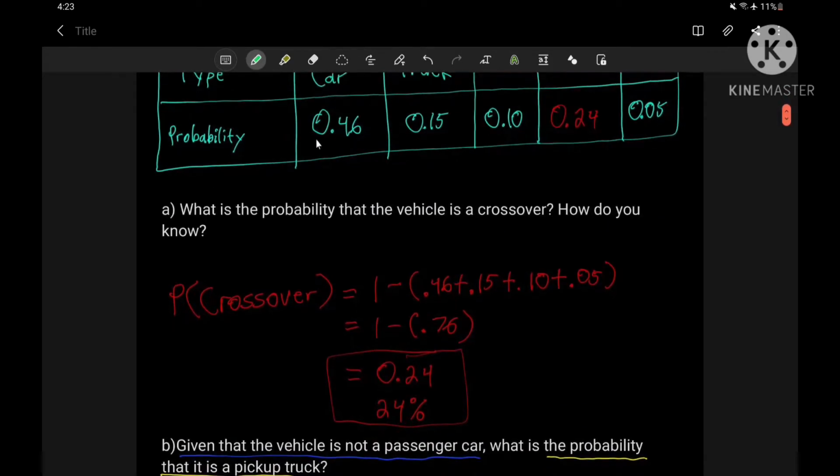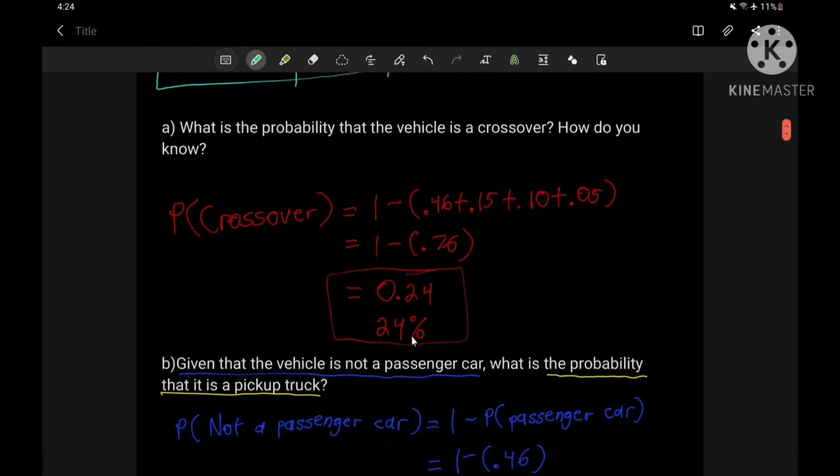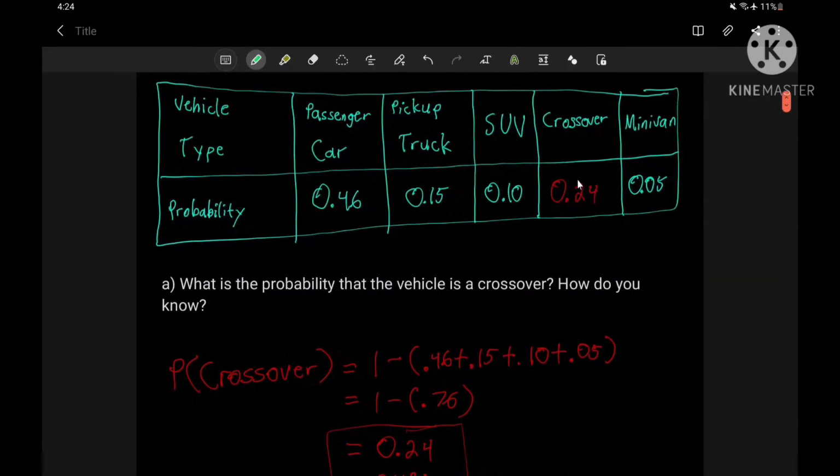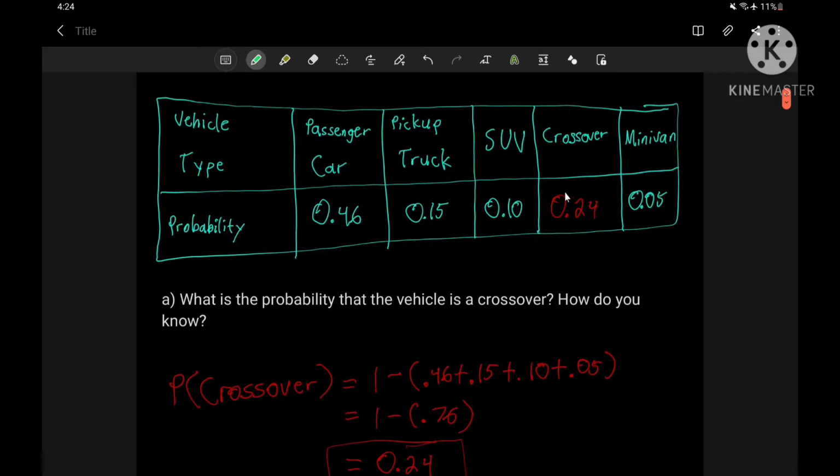And all these numbers in blue-greenish are in the parentheses, and when I add them up, it's 0.76, and when I subtract that from 1, it equals 0.24 or 24%. And that's how I got the answer in this chart right here in red.